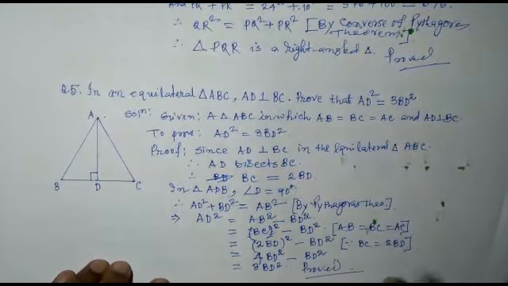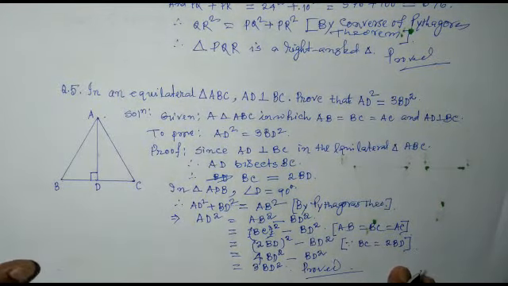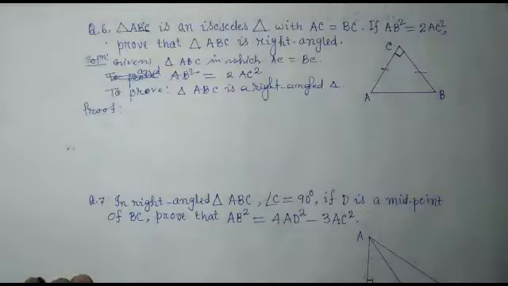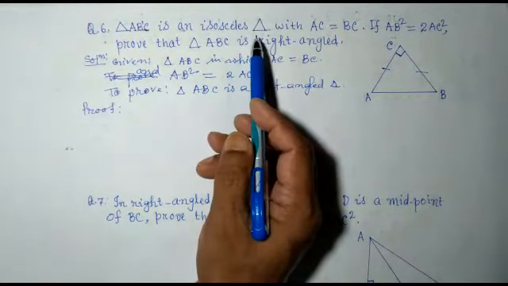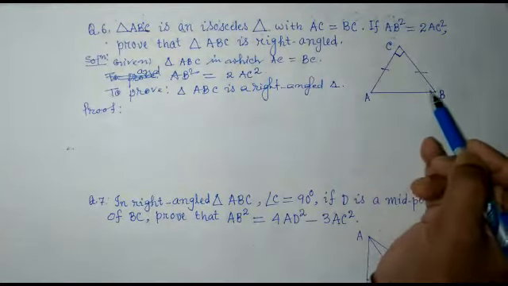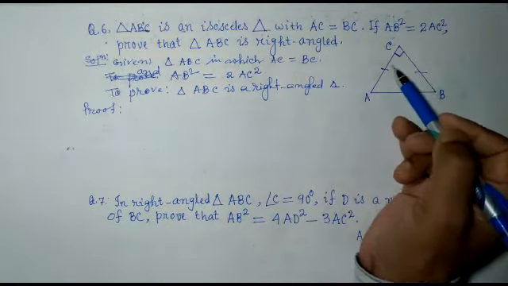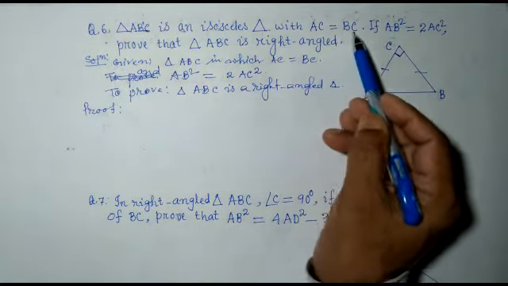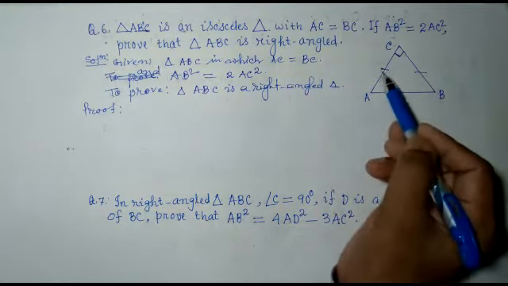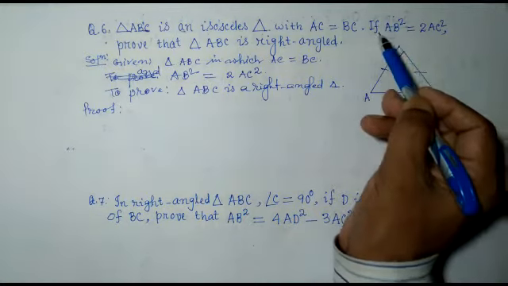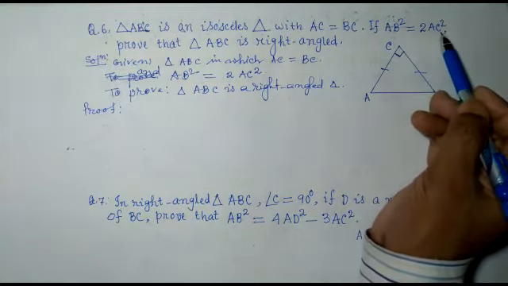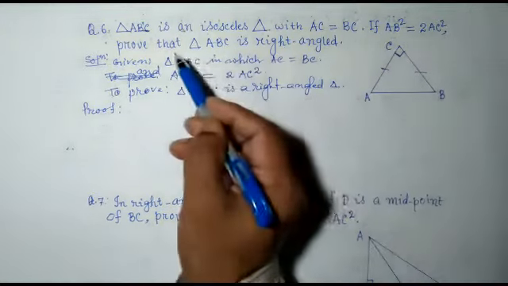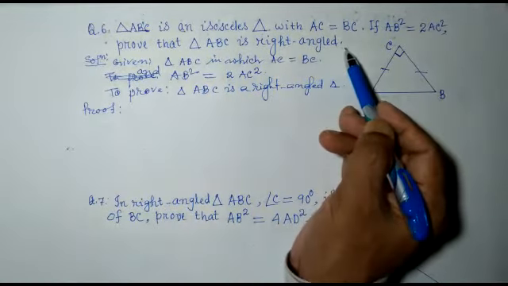So next we will have question number 6. Triangle ABC is an isosceles triangle. Look at the picture. ABC is an isosceles triangle in which two sides are equal, AC equal BC. This AC equal BC we can show by marks. If AB square equal twice AC square, this is given. We have to prove that triangle ABC is a right angled triangle.